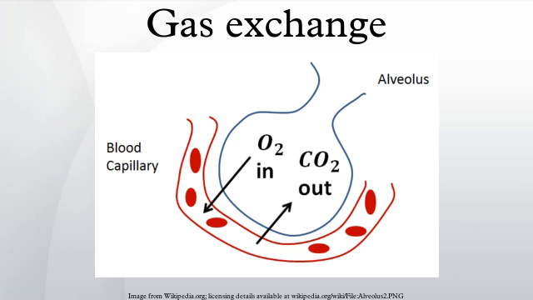Inhaled oxygen is able to diffuse into the capillaries from the alveoli, while carbon dioxide from the blood diffuses in the opposite direction into the alveoli. The waste carbon dioxide can then be exhaled out of the body. Continuous blood flow in the capillaries as well as constant breathing maintains a steep concentration gradient.